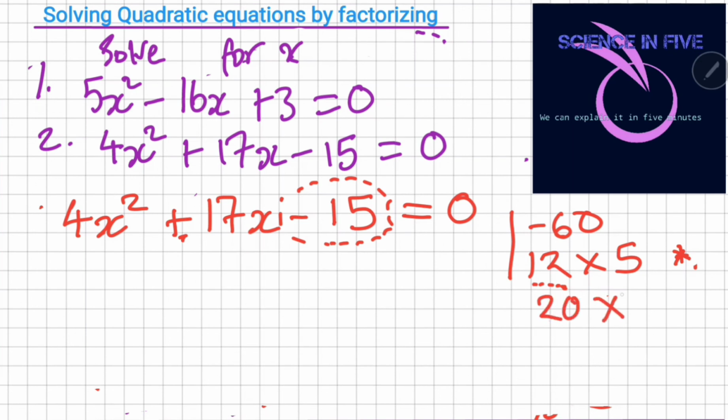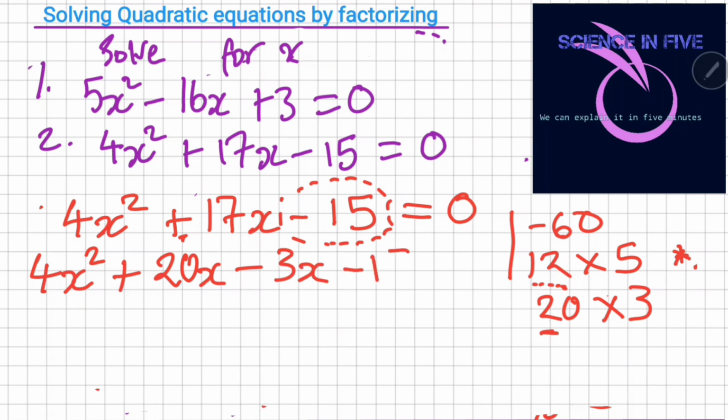20 and 3. Middle term is positive, so the big factor is the positive one. So let's expand that middle term. 4x squared plus 20x minus 3x minus 15 is equal to 0.